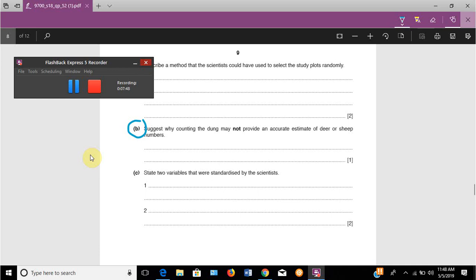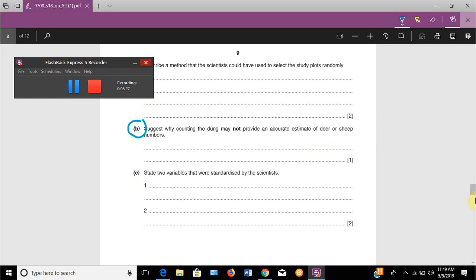Right, so next was two variables that were standardized. This is easy. For example, the season in which the counts were done, or actually more specifically, the time of the year in which the counts were made, because they were made in the same months in 2 different years. And secondly, the dimensions of the study plot were the same, they were standardized. Again, this is an easy question, but in these easy questions you need to be specific.